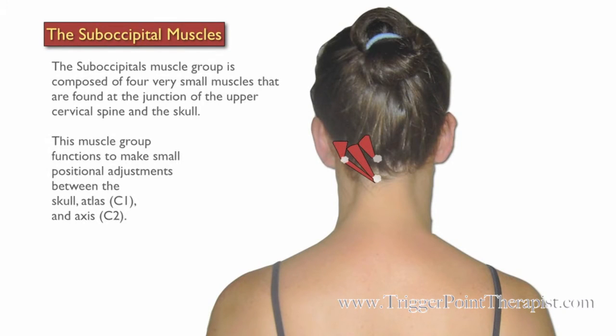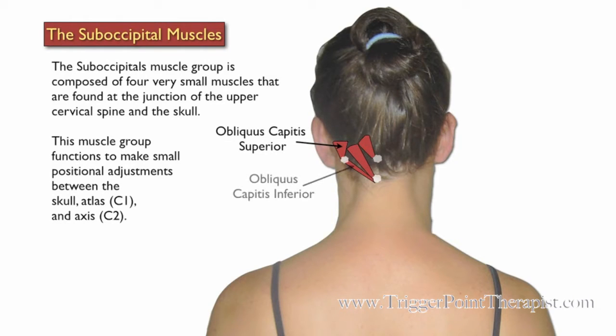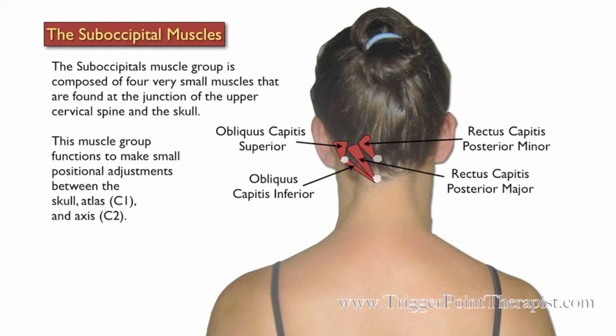The suboccipital muscles. The suboccipital muscle group is composed of 4 very small muscles that are found at the junction of the upper cervical spine and the skull. We have the obliquus capitis superior, obliquus capitis inferior, rectus capitis posterior minor, and rectus capitis posterior major. This muscle group functions to make small positional adjustments between the skull, atlas, and axis.